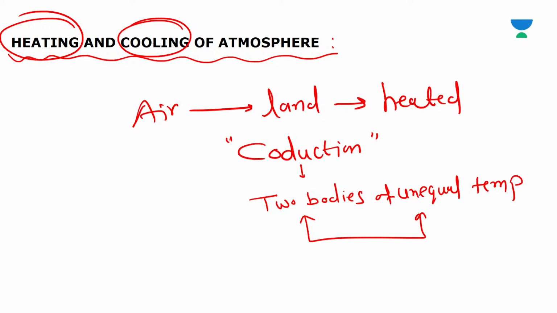Now, see, there is flow of energy from warmer to cooler body, and the transfer of heat continues until both the bodies attain the same temperature or the contact is broken. Now, the conduction is important in heating the lower layers of the atmosphere.